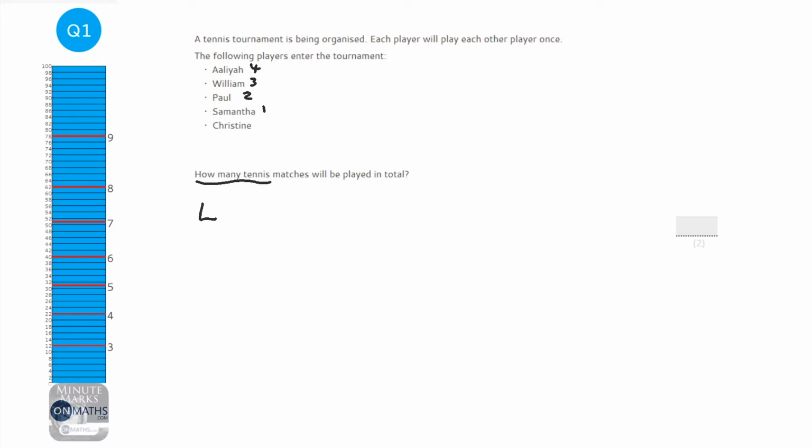So we've got the 4 matches Elia's going to play, 3 matches that William's going to play, not counting the one we've already counted from Elia, plus the 2 Paul's going to play, plus the other one that Samantha's going to play. So 4 plus 3 is 7, plus 2 is 9, plus 1 is 10. So in total there are 10 different matches going to be played.